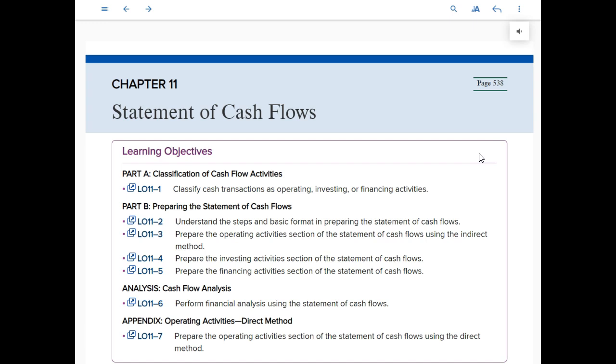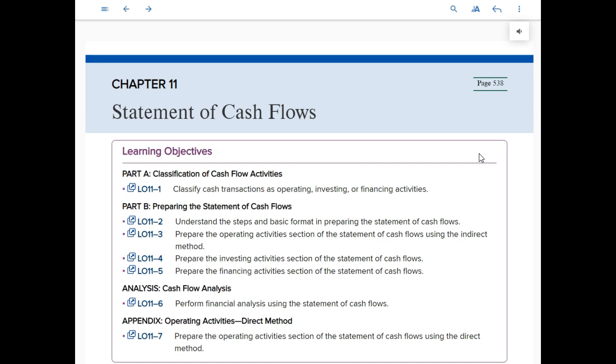In this video, we're going to look closely at the statement of cash flows. Now this statement shows a lot of valuable information about cash in the business. Where is the cash coming from? What sources? Where's the cash going? What are you using the cash to buy or to pay for? So this is a very valuable statement.